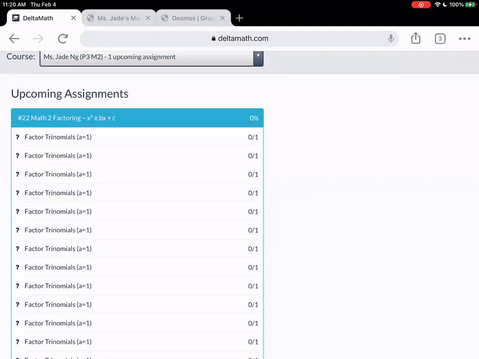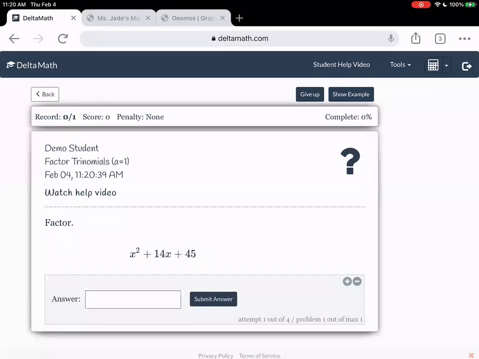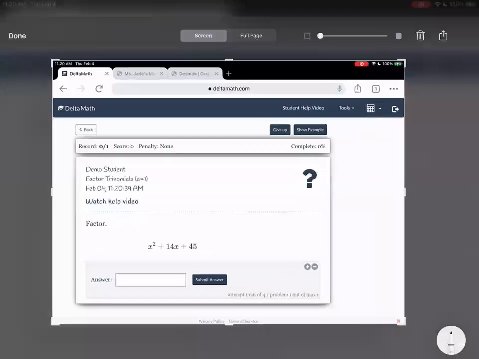So starting off with the first question, factor trinomials with a equal to 1. Let's screenshot this so I can write.